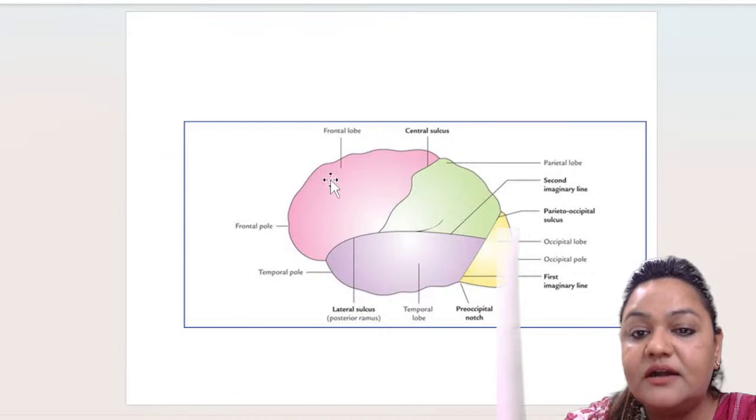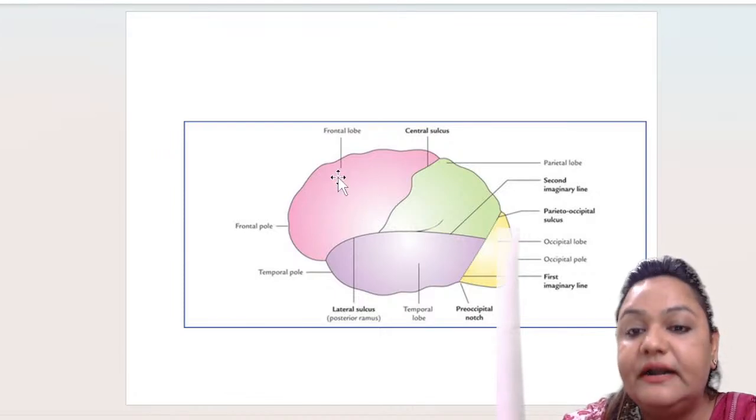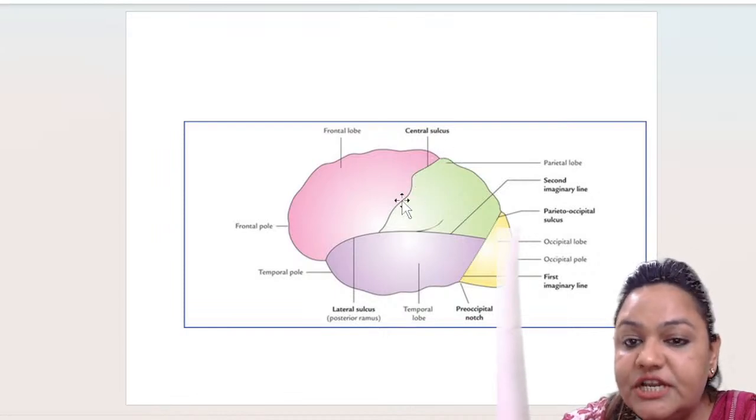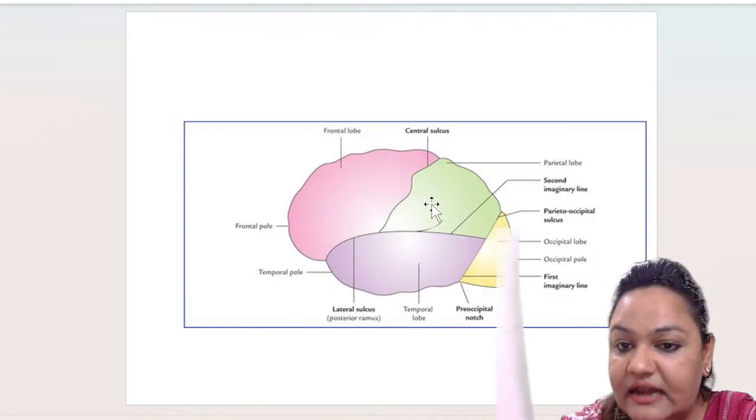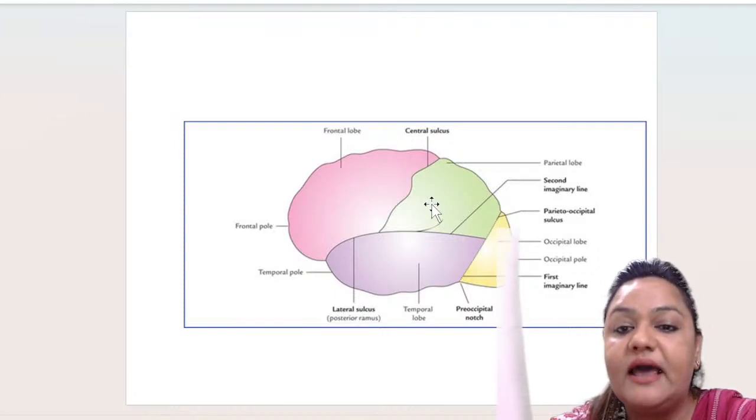This red marked lobe is called the frontal lobe. Now we have the parietal lobe, which is posterior to the central sulcus, or anterior to this first imaginary line, and it is called the parietal lobe.